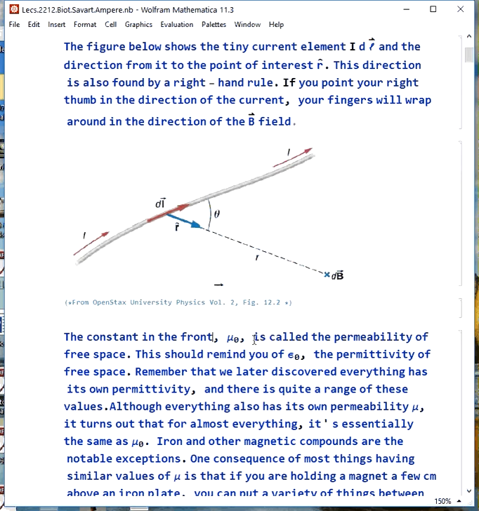This constant mu naught, this is the permeability of free space. This should remind you of epsilon naught, the permittivity of free space that we saw with Coulomb's law and Gauss's law. We've discovered later when we were looking at capacitors that everything has its own permittivity, and there's a very large range of these values. Everything also has its own permeability, but it turns out that for almost everything, the permeability is the same as it is for the vacuum. The big exceptions are iron, nickel, cobalt, other things that you can make magnets out of.